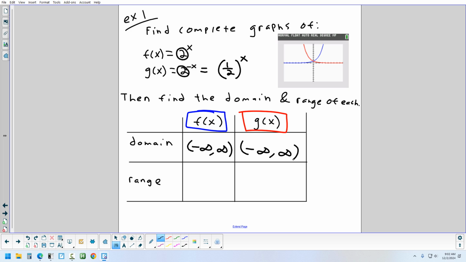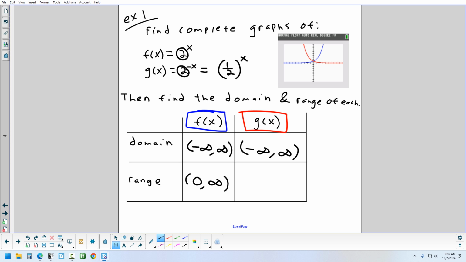All right, now let's look at the range. Start with the blue one. How low and how high does the blue one go? Low, and we want to go low to high. 0. 0 is the low. And what's the high? Infinity. Yep, the blue one just keeps going up forever.